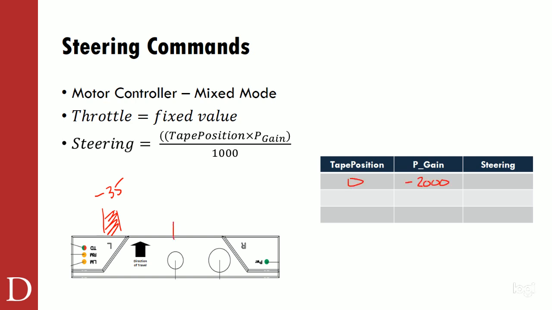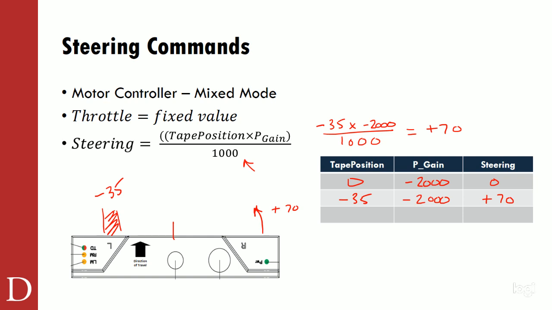So when I was at zero right here, I still have a zero steering command because I'm right on top of it, right? But as soon as I'm at negative 35, now I'm getting negative 35 times negative 2,000. So that's a positive 70,000 divided by 1,000, and now I get a positive 70 steering command. So that positive 70 is going to take me in this direction. Now you'll notice that by making it 2,000, it's really a gain of 2, because I'm able to divide by 1,000. But I could have also done a negative 2,500, which would have been a gain of 2.5, right?